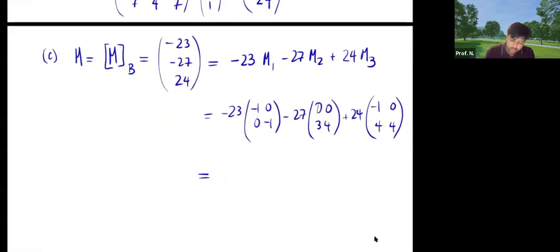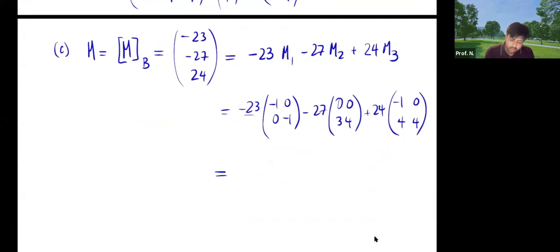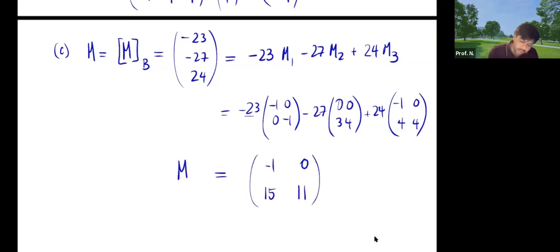And then when you add this all up, what do you get? You get negative 23 times negative 1, which is positive 23, minus 24, so you get negative 1. You get 0 up here, of course, because upper triangular. And then, what do you get? You get negative 27 times 3 plus 24 times 4. Sorry, negative 27 times 3 plus 24 times 4. I get 15. And then lastly, I get 23 minus 27 times 4 plus 24 times 4, and I get 11. So my original matrix M was this.